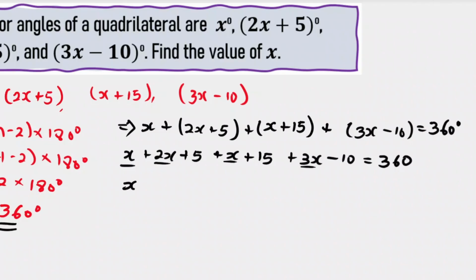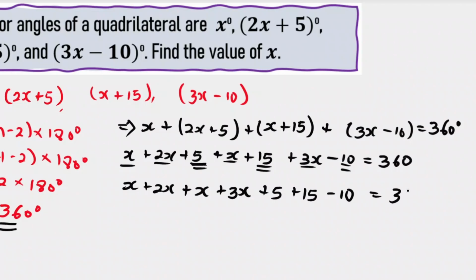So that's going to be x plus 2x plus another x plus 3x. Now we are done with the terms containing the variable. We can take the whole numbers: 5, 15, and negative 10. So plus 5 plus 15 minus 10 equal to 360 degrees.